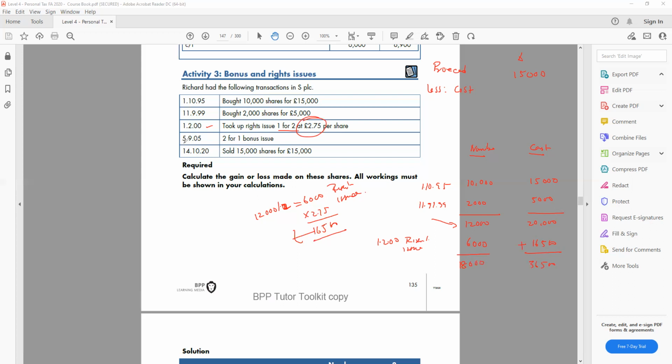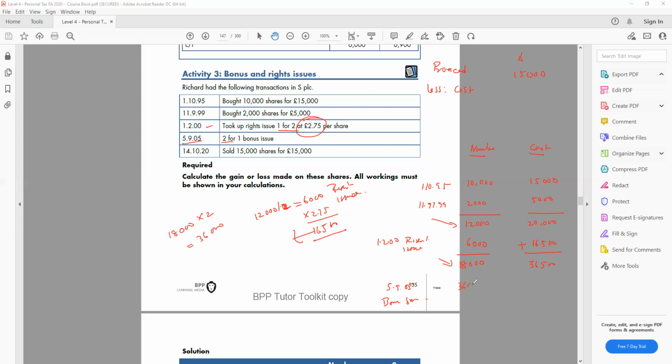Then we have 5th of September 2005, we have a bonus issue. The question said the bonus will be given 2 for 1. So if you have 1 share, we will give you 2 bonus. Total we have 18,000 shares now. So for 18,000 shares, how much will be the bonus shares? For 1, you get 2, because for every share you get 2 free bonus shares.